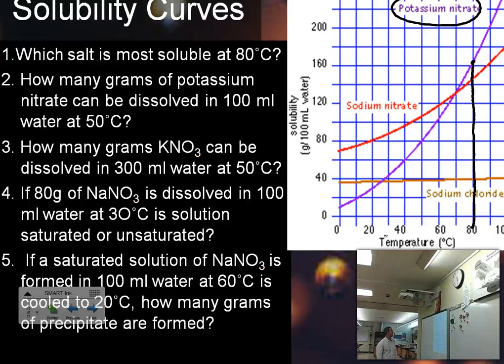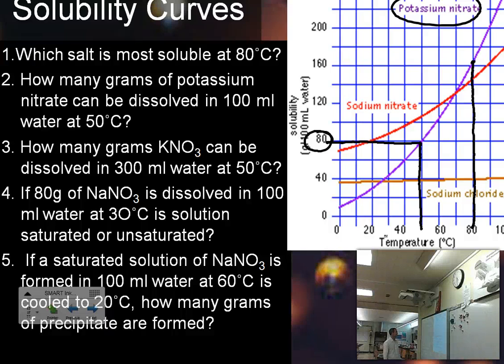Question number 2, how many grams of potassium nitrate can be dissolved in 100 mils of water at 50 degrees? So again, don't be afraid of the wording of the question. Usually 100 mils of water is the baseline in terms of what the curve actually shows me. So I just simply go to 50 degrees and I find potassium nitrate, which again is that same blue line. And then I go over to my y-axis and extrapolate over. You can see that I would get 80 grams of potassium nitrate at 50 degrees. Okay? So that's the typical question.